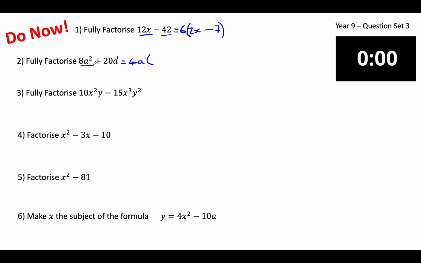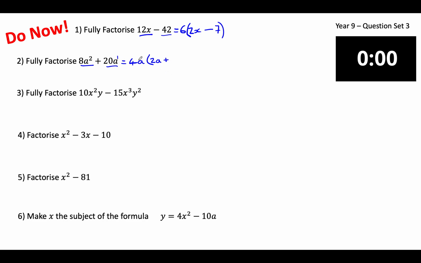Now I need to make 8a squared starting with 4a. I need to times it by 2 first of all to get 8. Now I need a squared, and I've got an a, so I need another a. If I multiplied these two together, I would get 8a squared, which is what I want. Now I need to make 20a, or 20a to the power of 1, starting with 4a, and it's positive. So let's put the plus in.